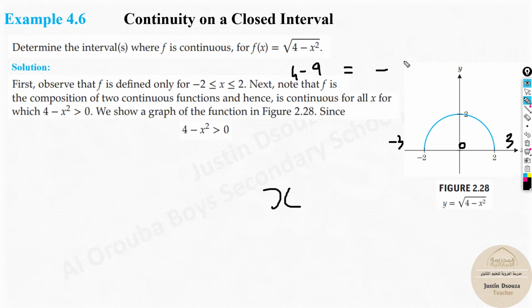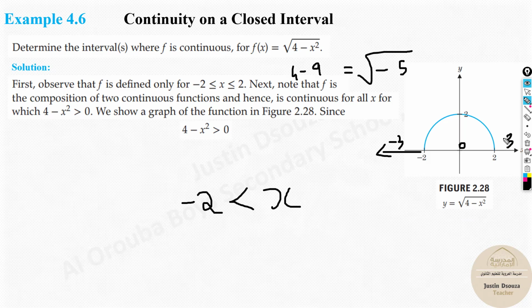The answer is minus 5. Can this be true? Can you have any values less than minus 2? No. Why? Because you're going to get a negative answer. So this will be wrong. This will be false. So x must be greater than minus 2.